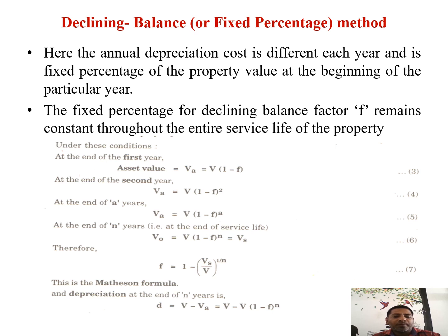Therefore, F equals 1 minus (Vs by V) whole power 1 by n. It is the Matheson formula for the depreciation at the end of the nth year. Using this Matheson formula by the declining balance or fixed percentage method, D equals V minus VA equals V minus V into (1 minus F) whole power n.